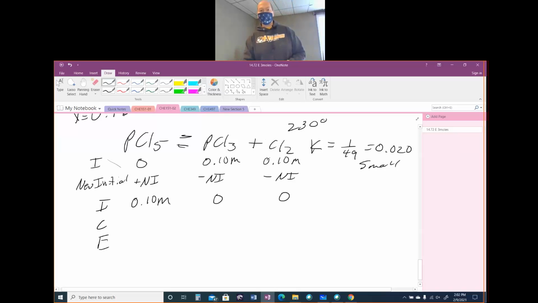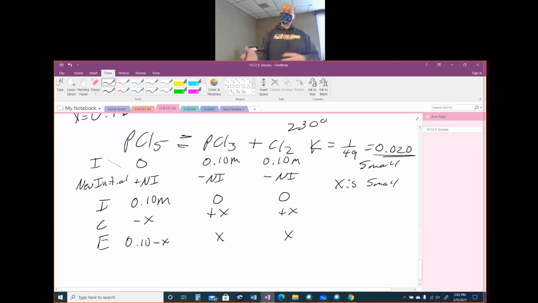I know that these are not 0. I know they're small, but I know they're not 0. You have to form some. So here you're going to have minus x. Here you're going to have plus x. Here you're going to have plus x. And at equilibrium, you got 0.10 minus x. You have x, and you have x. And so this is how, on the test, the problem is going to start. You're going to have this reaction. You're going to have this small K value. And you're going to know that x is small. And you're going to be starting with the 0.1.